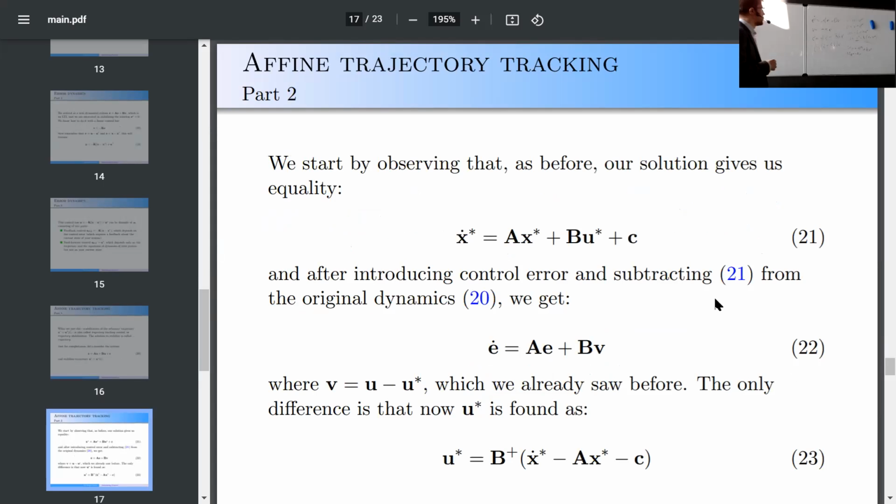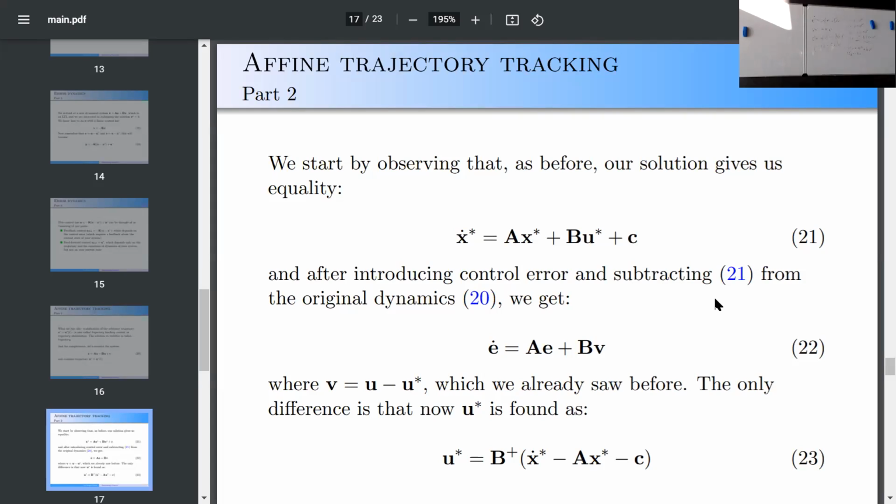So first of all, let me try to just use slides for this. We have this equation 21. What is this? I just substitute my solution into my system, and this is legitimate. How do I know that it is legitimate? Well, I know because it is a solution, right?